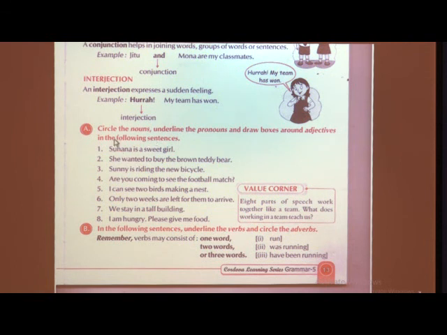You are going to circle the nouns, whichever nouns or names are there. Which are the pronouns, you are going to underline them, and whichever are the adjectives, you are going to draw boxes around the adjectives.